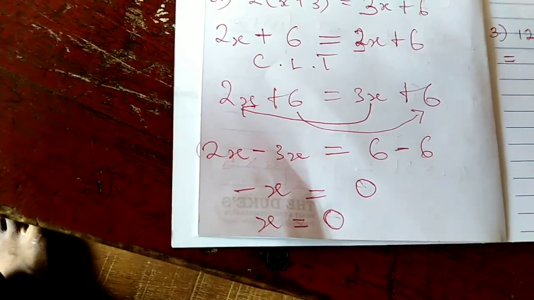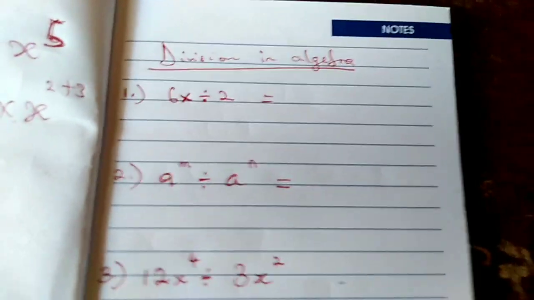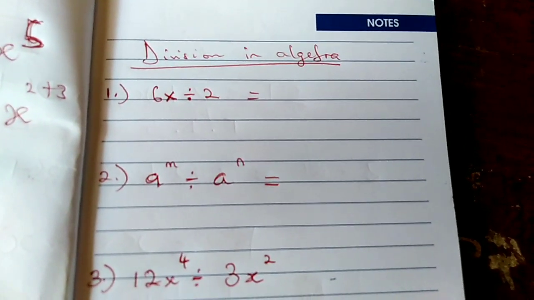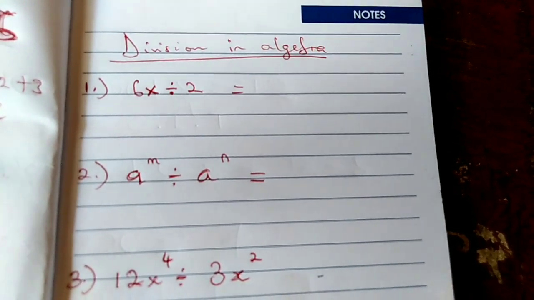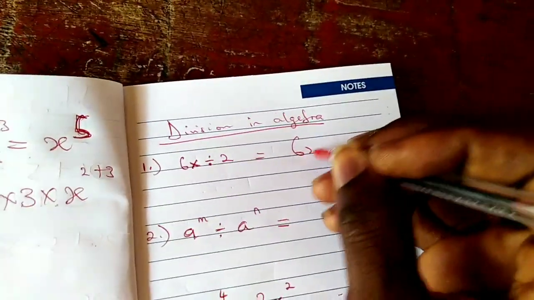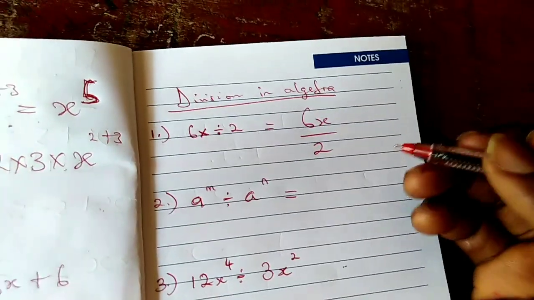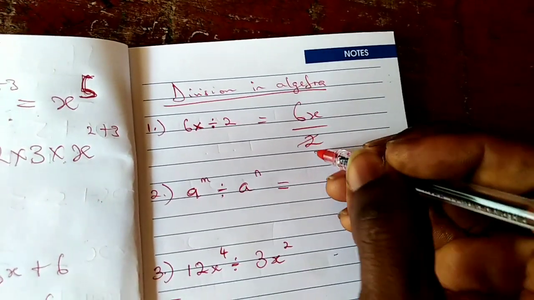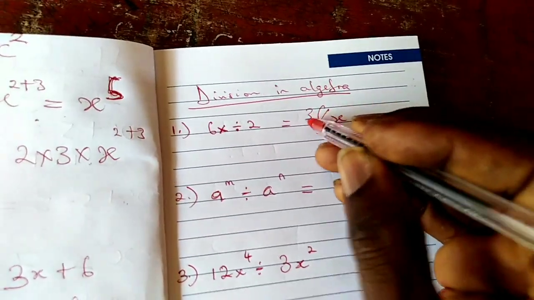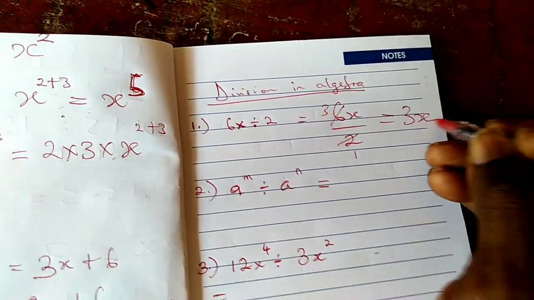Are you seeing it? Then for this other part, which is the part that has to do with division in algebra, we have 6s divided by 2. Just like representing it this way, 6s all over 2. Alright, 2 goes here 1, and 2 here 3. So that will give us 3 times, that will give me 3x. Are you seeing it?